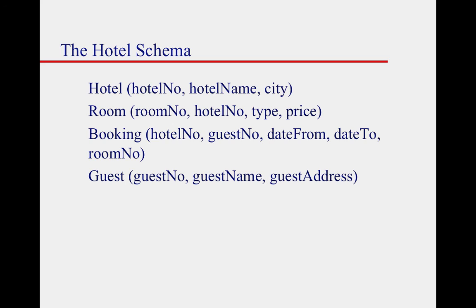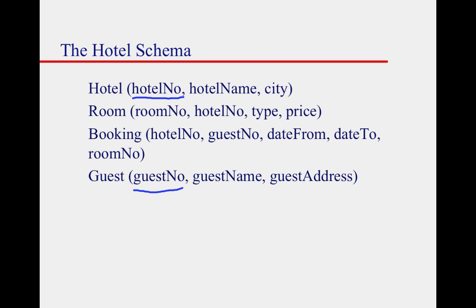So if we look at this, you're going to see that it's easy to pick out primary keys in some of these relations. It should be clear that a hotel number should uniquely identify a hotel, and a guest number should uniquely identify a guest. However, it's not so clear what uniquely identifies a room in a booking.